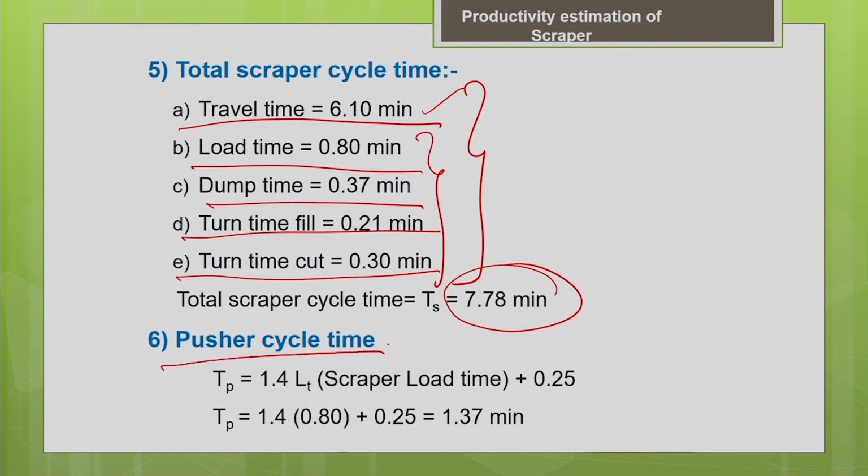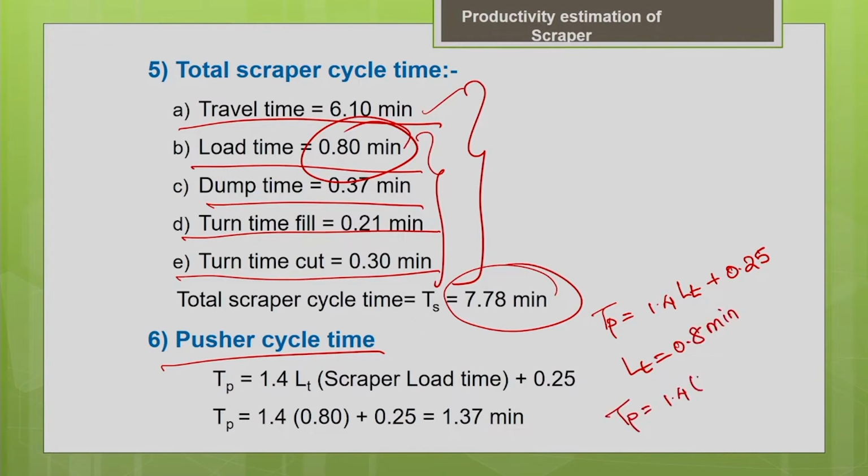Now find the pusher cycle time. So for pusher cycle time, I am going to follow the backtrack loading method. So let me use the Caterpillar formula, that is Tp equal to 1.4 LT plus 0.25. Your loading time, you know already, it is 0.8 minute. So your pusher cycle time is 1.4 into 0.8 plus 0.25. So that gives you the answer as 1.37 minute. So we have estimated the scraper cycle time and the pusher cycle time.